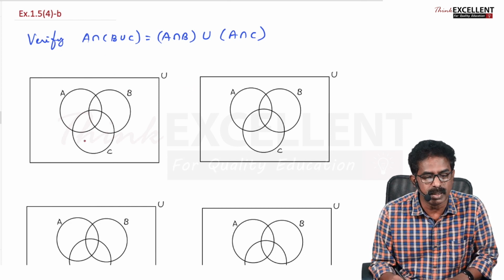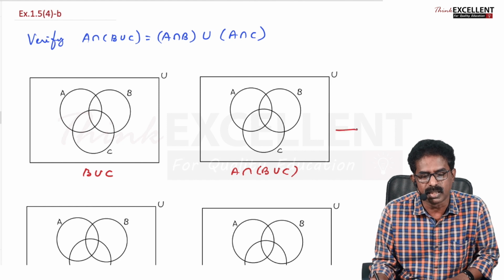LHS first, what do you need? B union C. Then A intersection B union C. That answer you take it as 1.